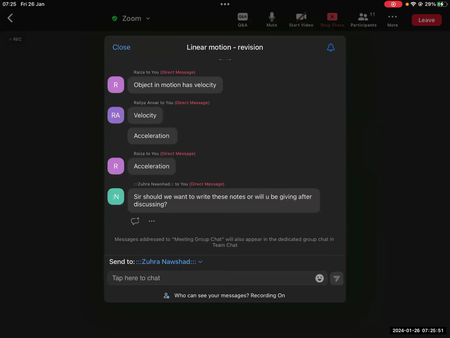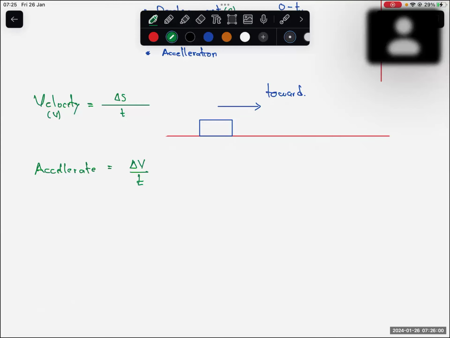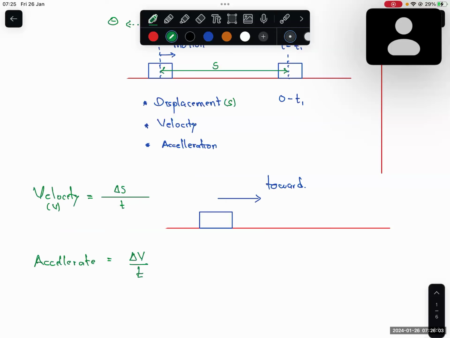Should we write these notes, or will you be giving them after discussing? Yeah, I can give you this document, but I don't think this is a good note. But whatever I write will be there for you. You have to use the theory note that your sir or teacher gave you. You can use your resource book as a note. Notes are the things that you need for revision, right? But just try to understand this now, and whenever you want, you can watch the video again, because it will be uploaded to YouTube.